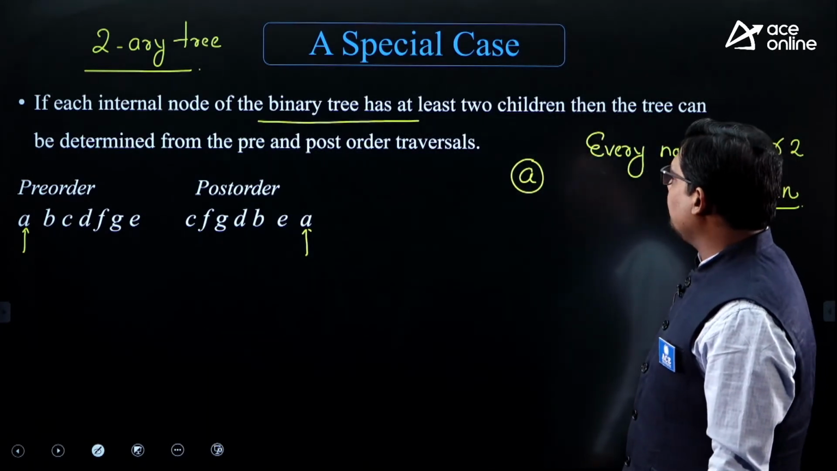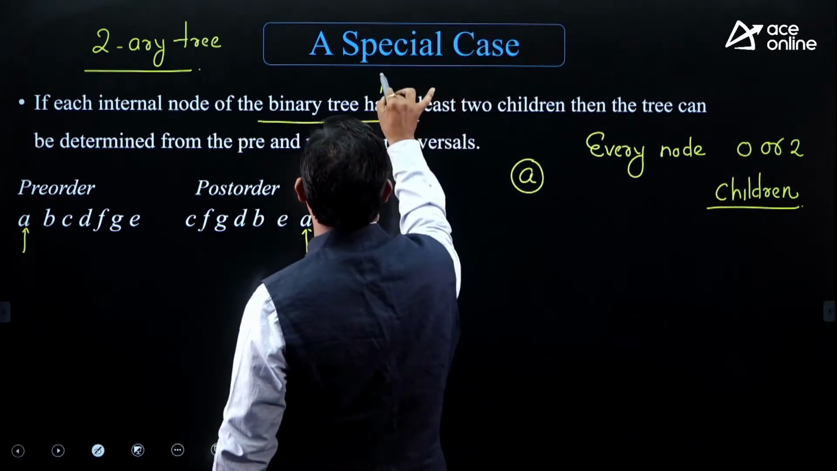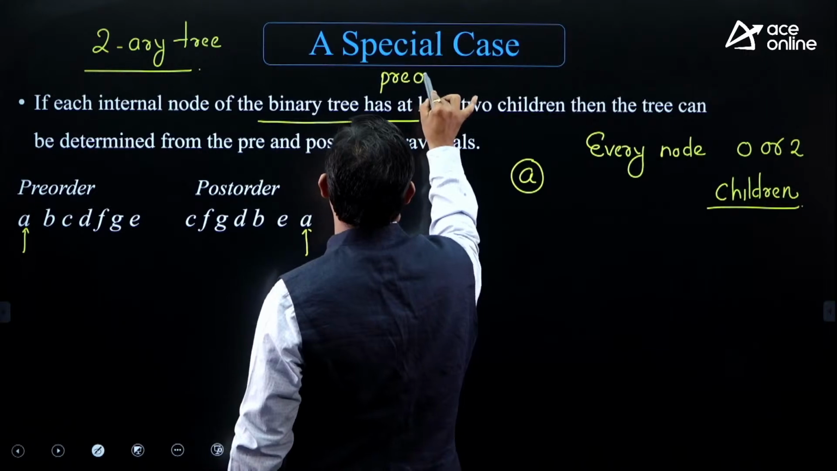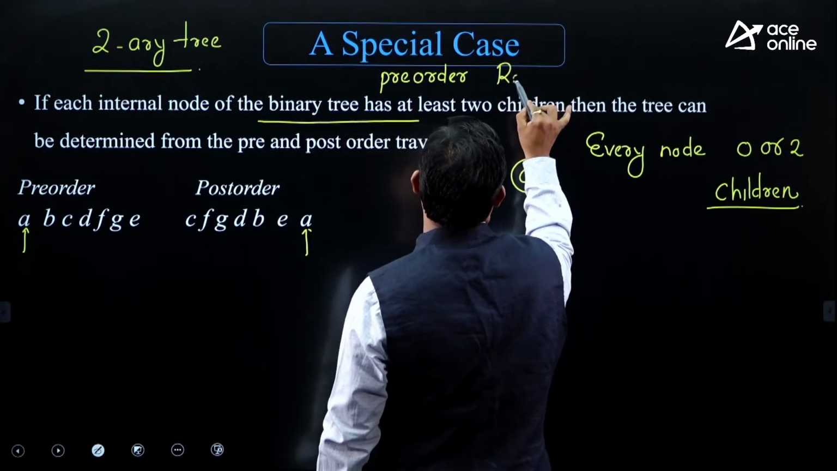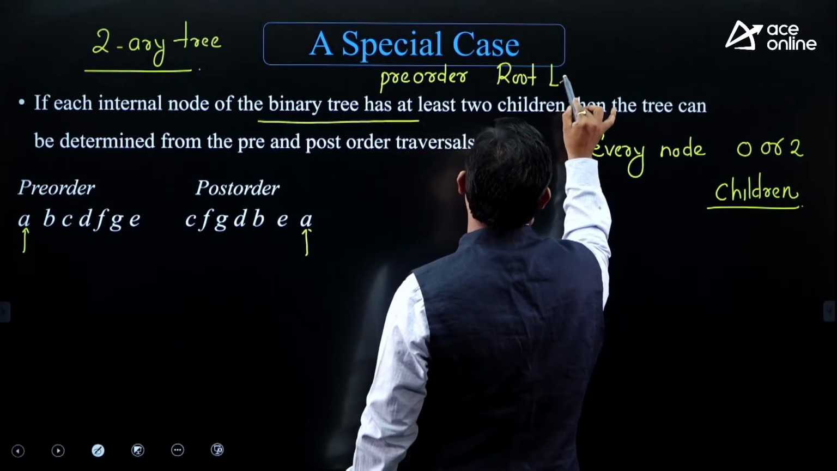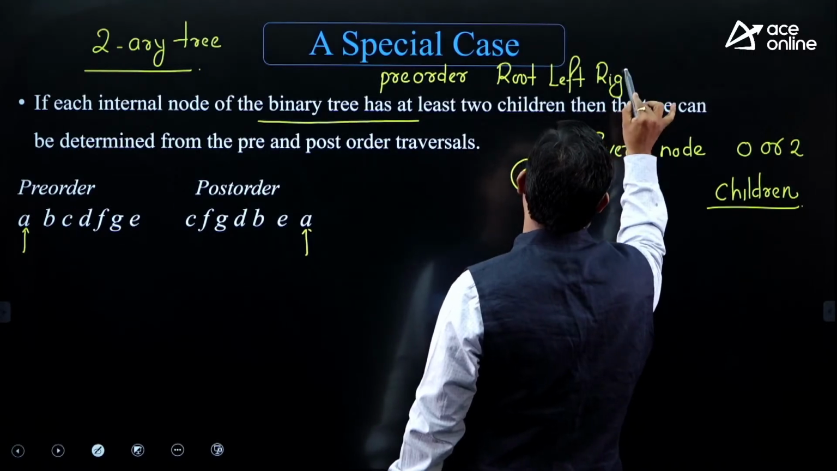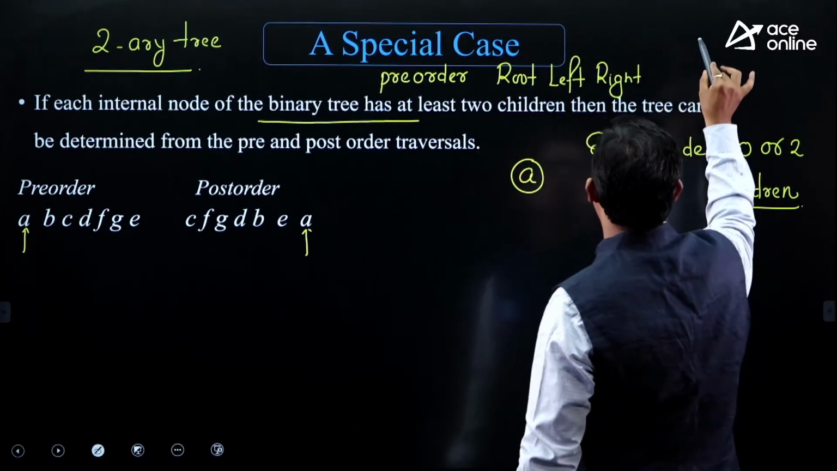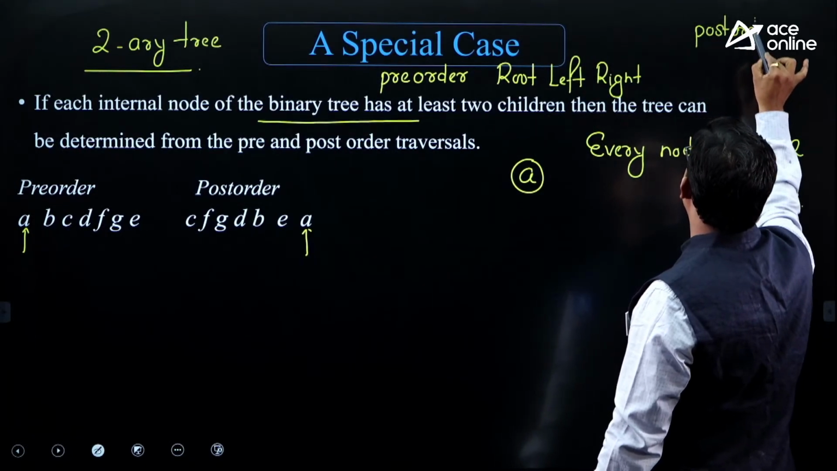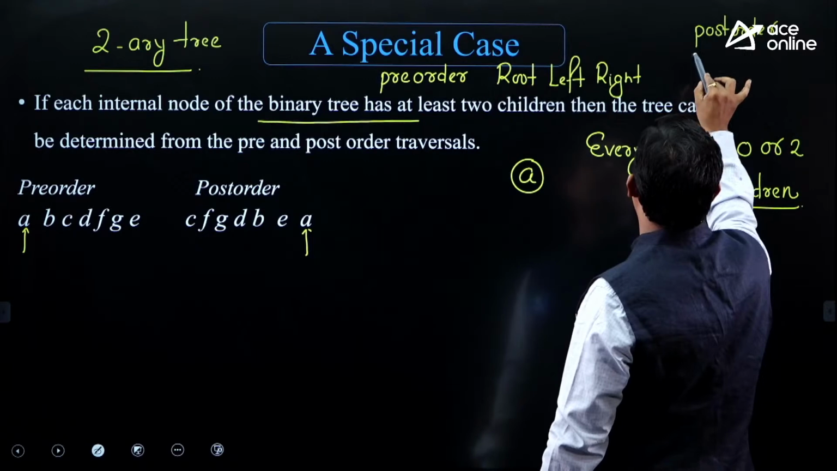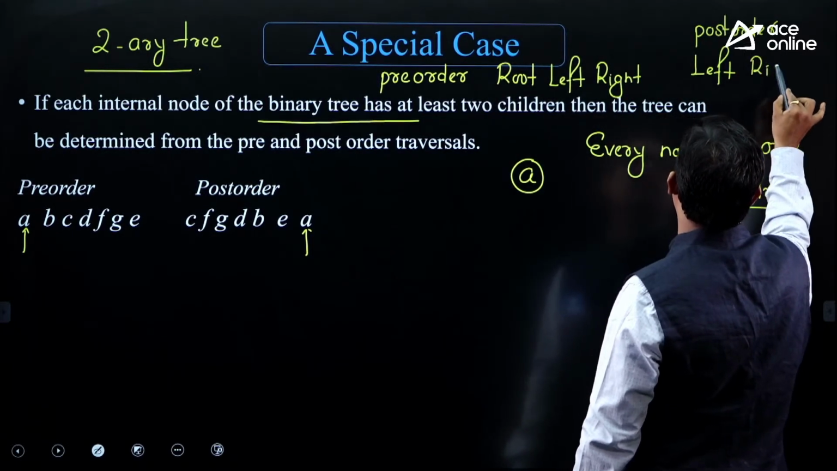Then if you look at the pre-order traversal, you will find the sequence for the pre-order is root, then left and then right. This is the sequence that you have for pre-order. And for post-order, the sequence is what? For post-order, the sequence is left, right and root.